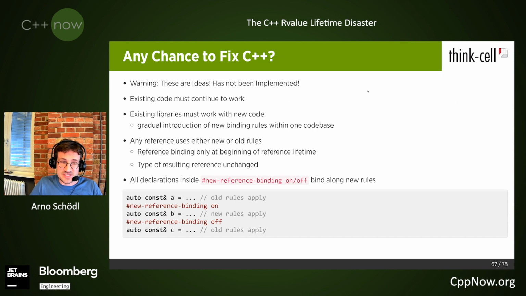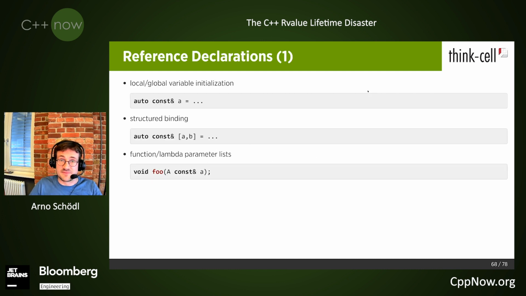Now, in order to see what the consequences could be of doing such a thing, let's take a look at all the places where references are initialized in the language. I try to make an exhaustive list, and let me know if you think of anything else. First of all, we have variable initializations, either locally or globally. We have structured binding, again could be local, could be global. We have function and lambda parameter lists, which are binding references. Whenever they are called, references are bound.